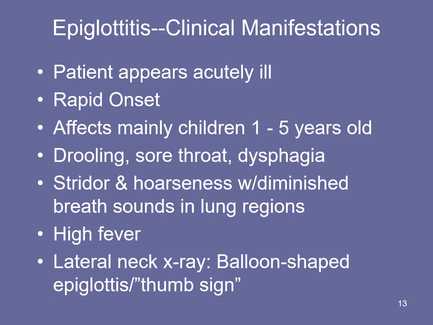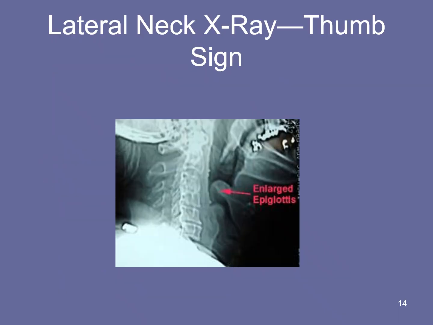Absolutely, stridor can occur, hoarseness with diminished breath sounds over the lung regions, and high fever. And in this case, the lateral neck x-ray can show a balloon-shaped epiglottis and can assume what's called the thumb sign. In the next slide, we'll take a look at an actual image of what that might look like. Lateral neck x-ray of the thumb sign.